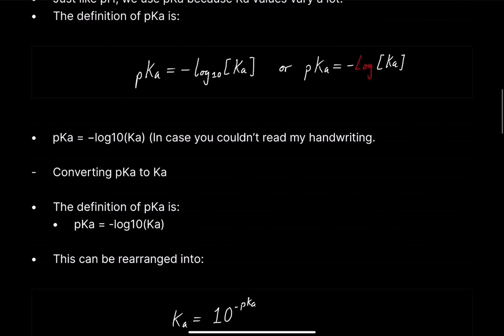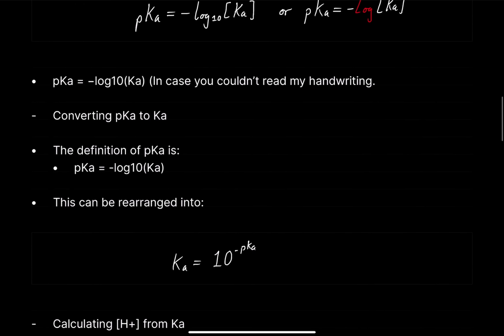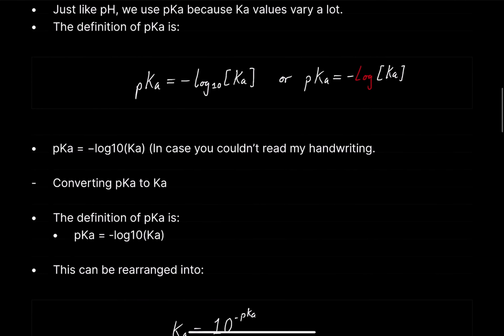Just like with H plus concentration and pH, converting pKa to Ka is also very easy to do. It's pretty much the same principle as pH, right? The definition of pKa is pKa is equal to minus log base 10 of the Ka. We can rearrange that to be that Ka is equal to 10 to the power of minus pKa. As I said, I think you guys can already see the similarities, right?